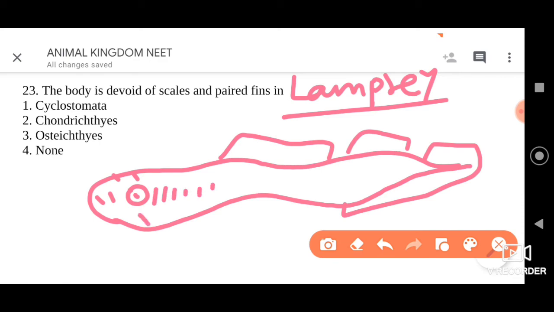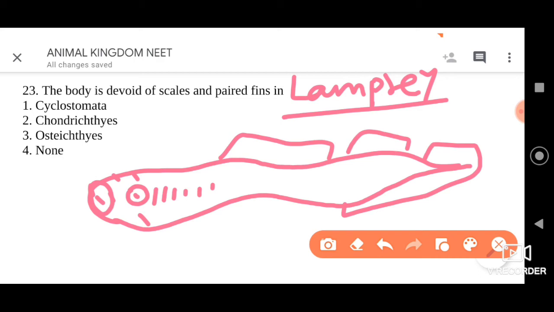So this is lamprey or Petromyzon, the diagram which I have represented here. Now let me tell you, dear students, that this is a cyclostome. These cyclostomes have a sucking mouth. They suck the nutrition from the fishes where they are attached as ectoparasites, first point.